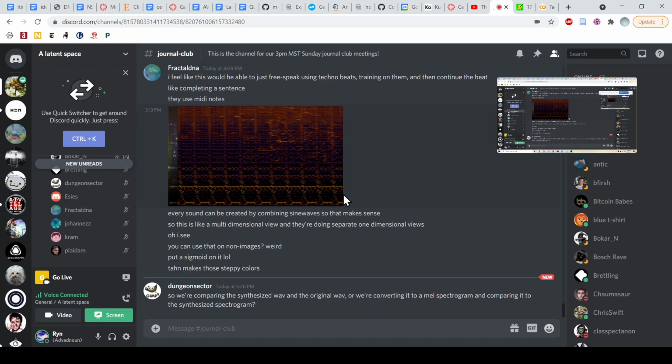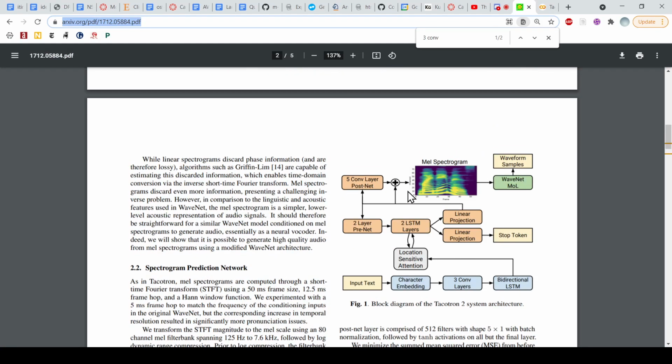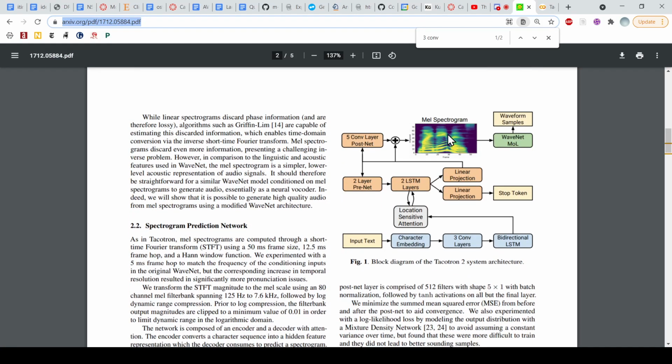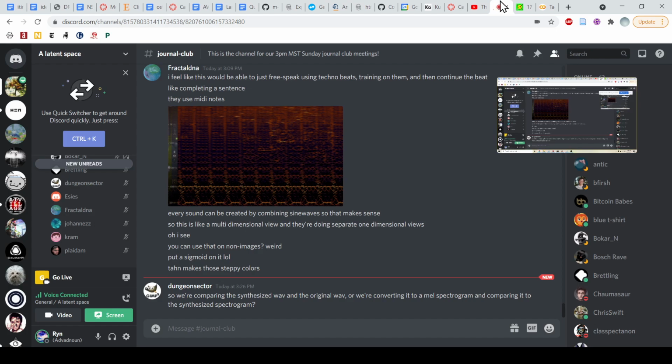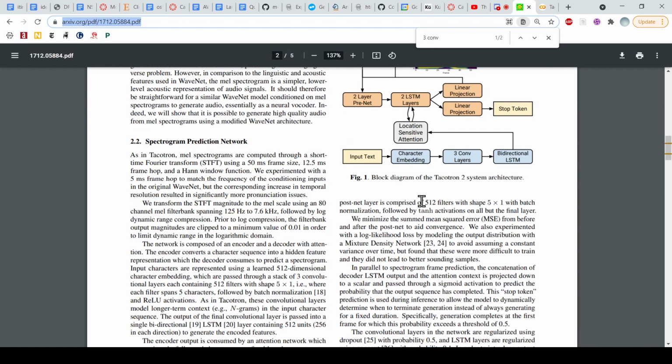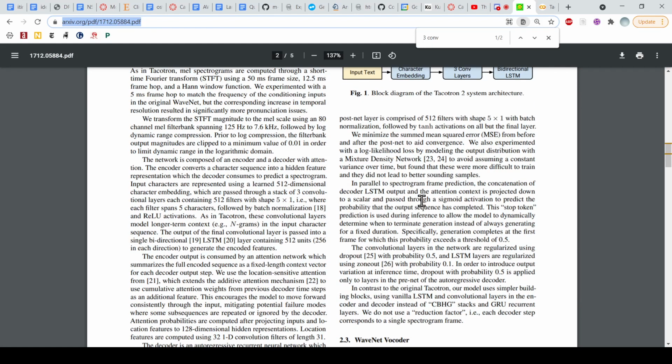Good question. I think that's a good question, whether we're comparing the Mel spectrogram or the synthesized wave, the dot wave, or the spectrogram. I think we're comparing the spectrogram. But that is a very good question. I hope they'll talk about it a little bit more. In parallel, the spectrogram frame, the concatenation, blah blah blah.